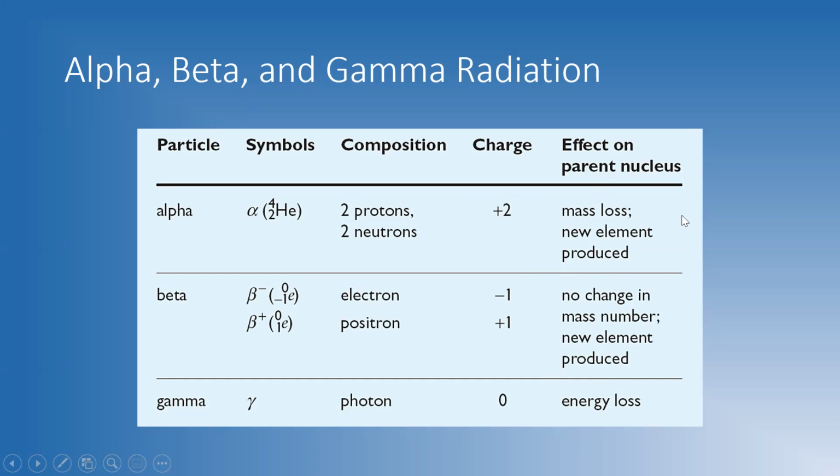So quick sum up, in alpha decay, the parent does lose mass and you get a new element. In beta decay, the mass is conserved. There's no change in the mass number, but you also get a new element. So the identity of both alpha and beta atoms change. In gamma radiation, there's only energy loss. There's no change in the daughter, other than the daughters become more stable.